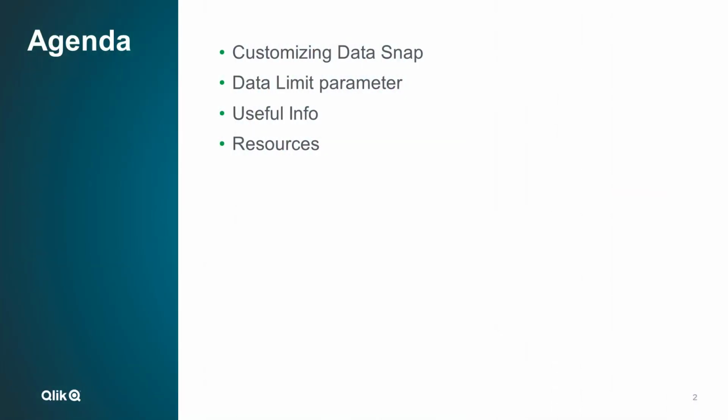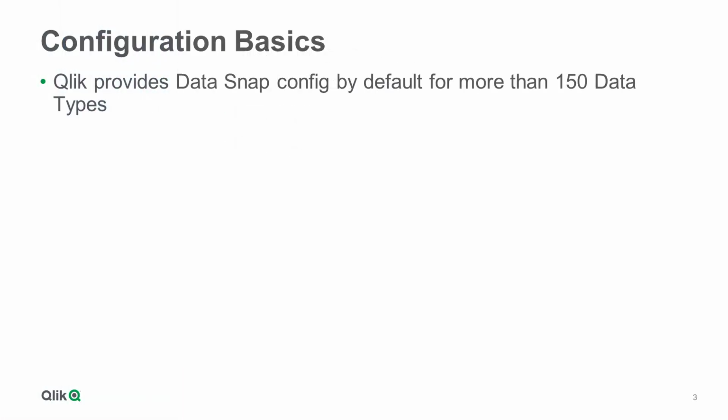This video will focus primarily on how to customize the selection criteria fields which appear on the DataSnap screen. We will also spend a bit of time on the data limit parameter, covering some other useful info, and the available resources. Let me first share with you some useful content regarding the DataSnap config.